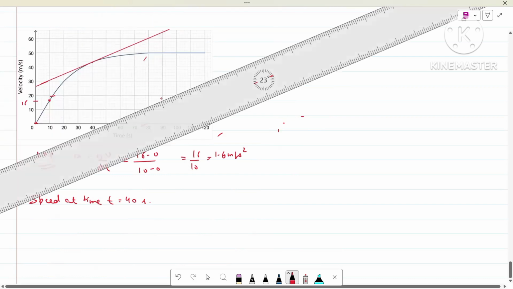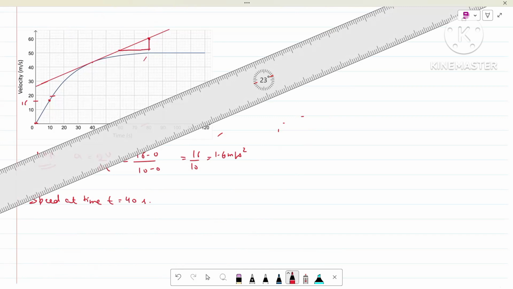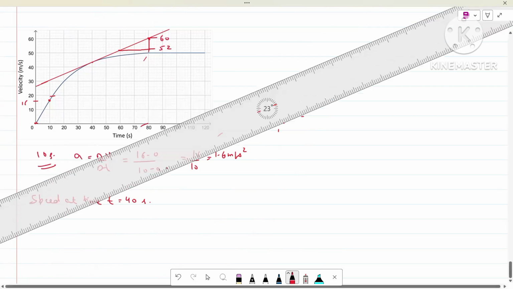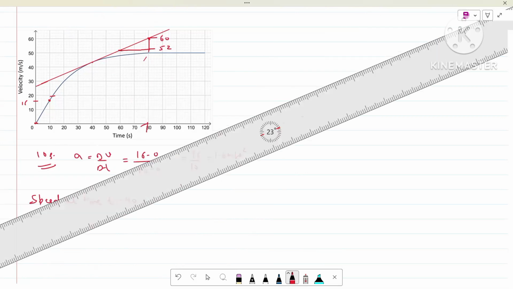After that, you can take any 2 points on this tangent. Let's say I'm considering these 2 points. Then you can use triangle method to find the gradient. So at this point, speed is 60. At this point, speed is 52. At this point, you can see time is 80. And at this point, time is 58.